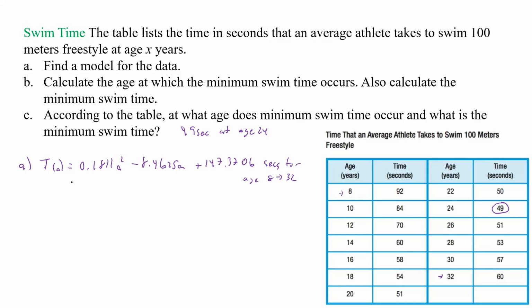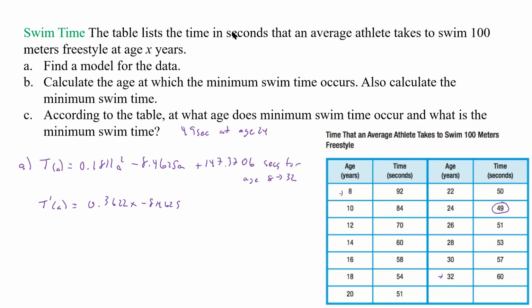Okay, so now we need to calculate the age at which the minimum swim time occurs, also calculate the minimum swim time. So what we need to do is find T prime of A. So that's going to be 2 times that. So it's going to be 0.3622A and then minus 8.4625. Okay, so that's pretty easy. Now we need to calculate when that is 0.